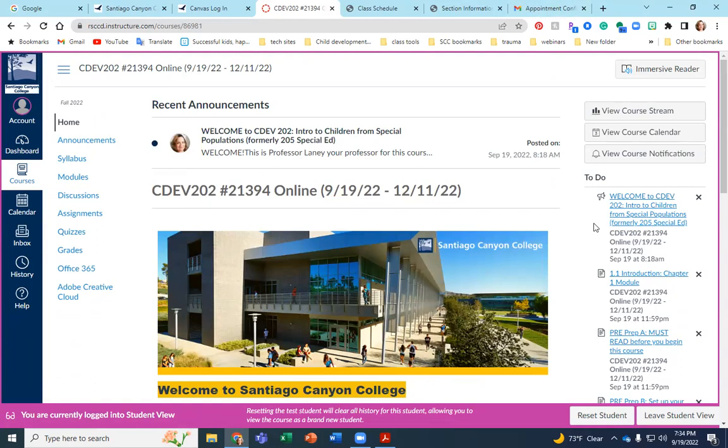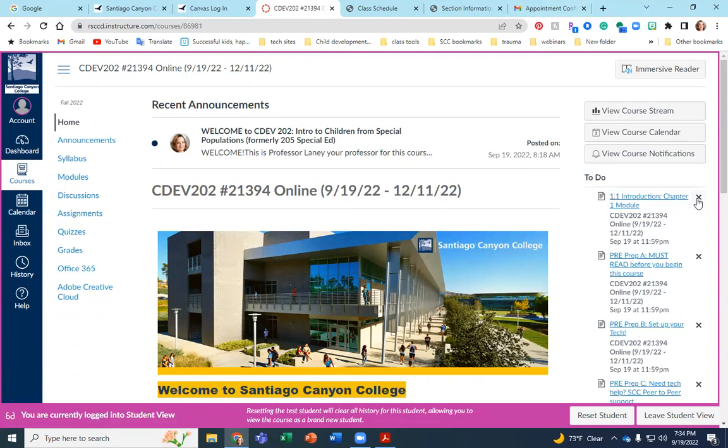If you see this little icon right here, it's an announcement. Just read it. You're good. Once you read it, it comes off your to-do list. You can even do that. "I already read it. Why is it there?"